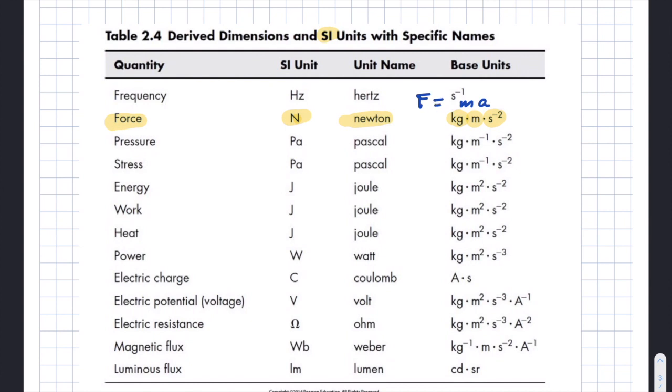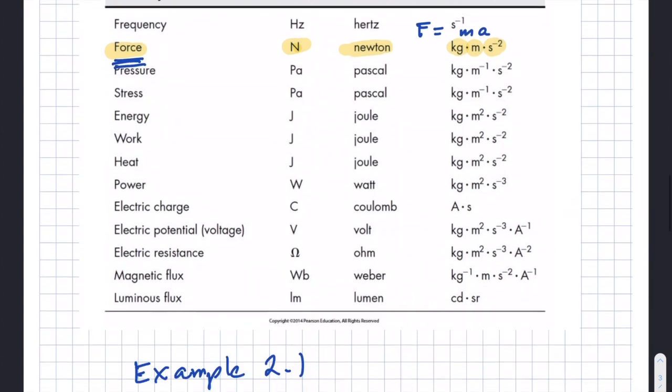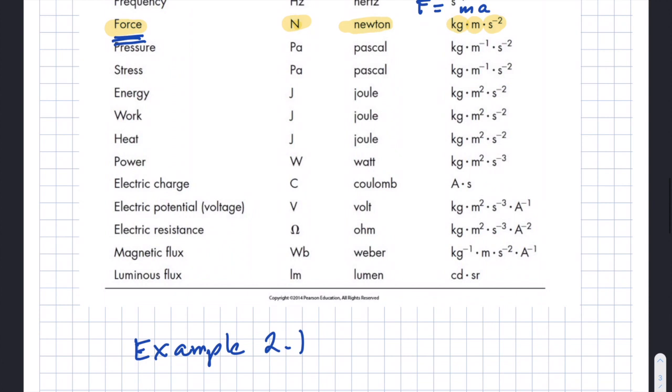Okay. All right, so there's the key concept. You have this other quantity. It is not a base dimension, it's a derived quantity. It's force, and it's made up of base units. Okay. All right, so one more example on that.